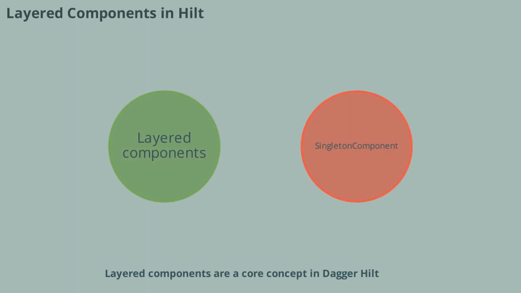Layered components are a core concept in Dagger Hilt, allowing for modular architecture. The singleton component represents the top-level component, applicable in the application context. Hilt also enables the creation of activity component or fragment component, as per specific requirements. This flexibility ensures that dependencies are scoped correctly, promoting efficient object creation and management. We'll explore how layered components support modularity and scalability in Android apps.